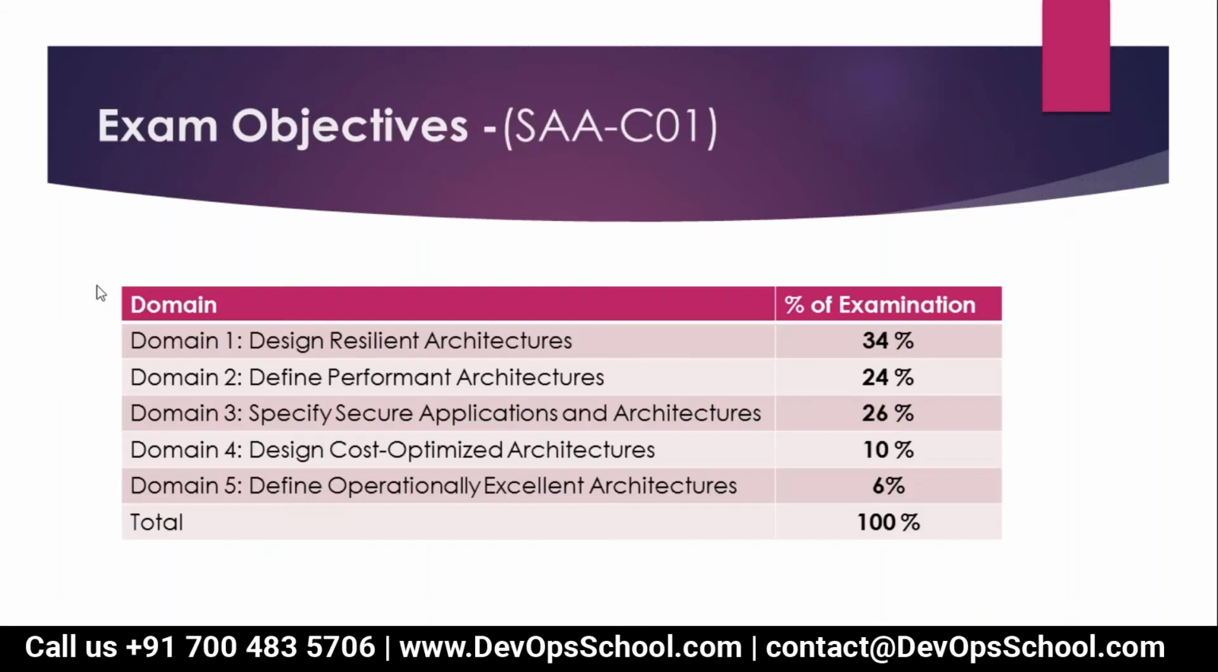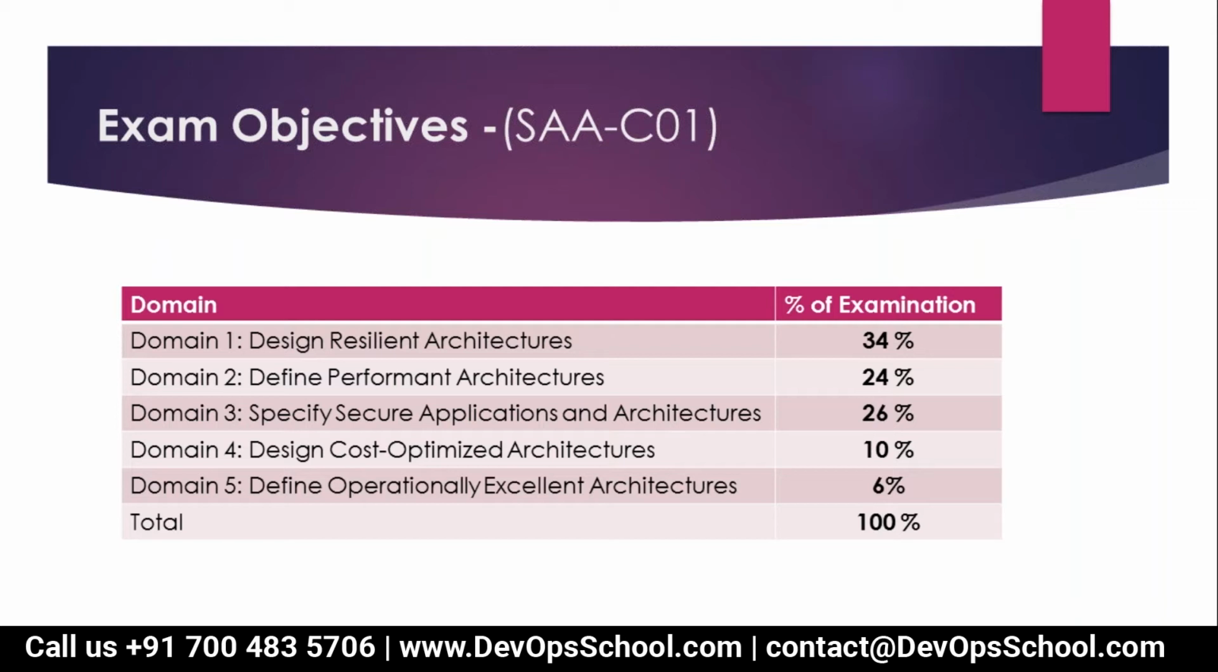Now we are going to discuss the exam objective for Solution Architect Associate level. The code is C01. This exam consists of 5 domains. First: design resilient architectures, define performant architectures, specify secure applications and architectures, design cost-optimized architectures, and define operationally excellent architectures.